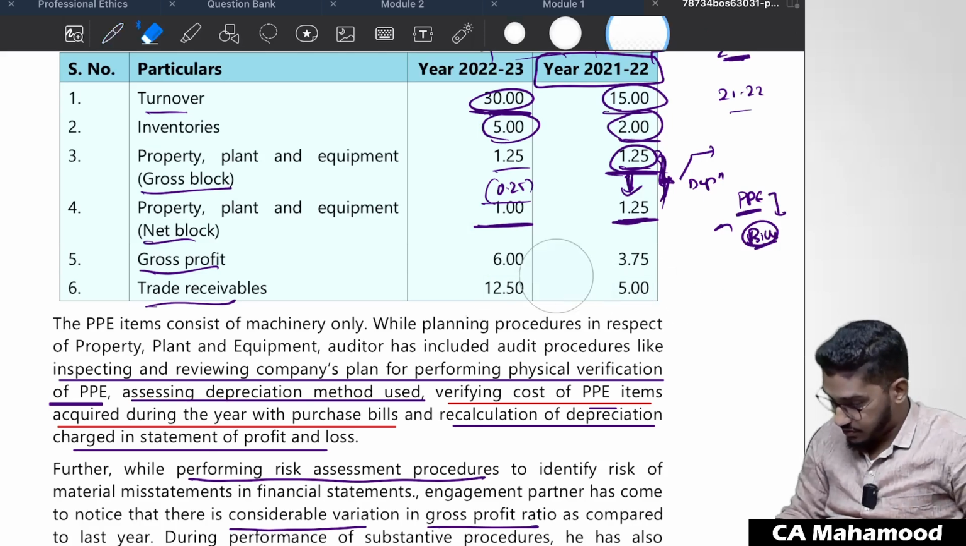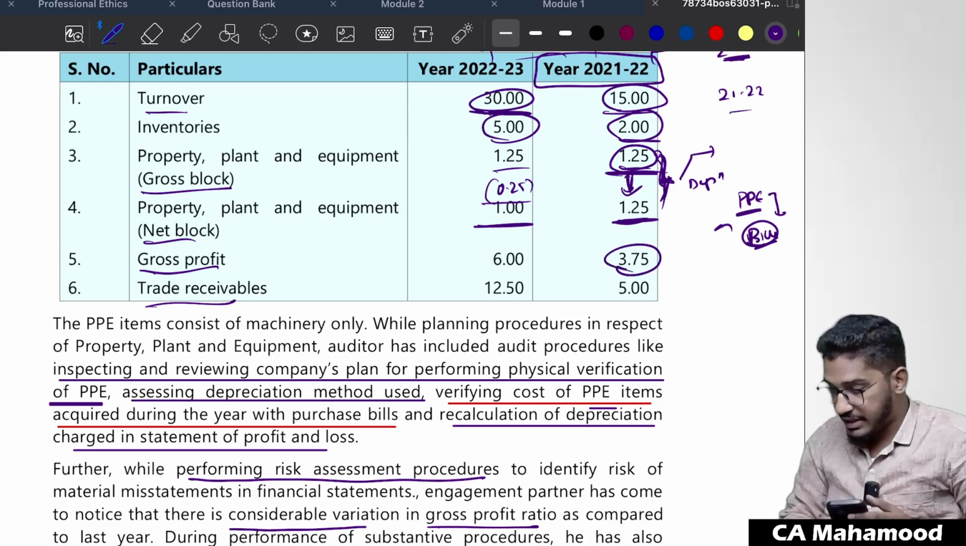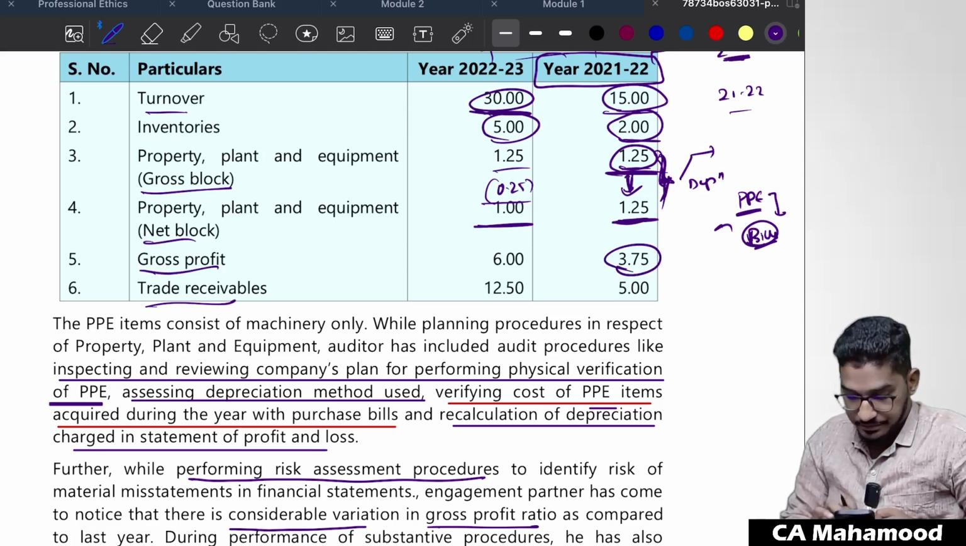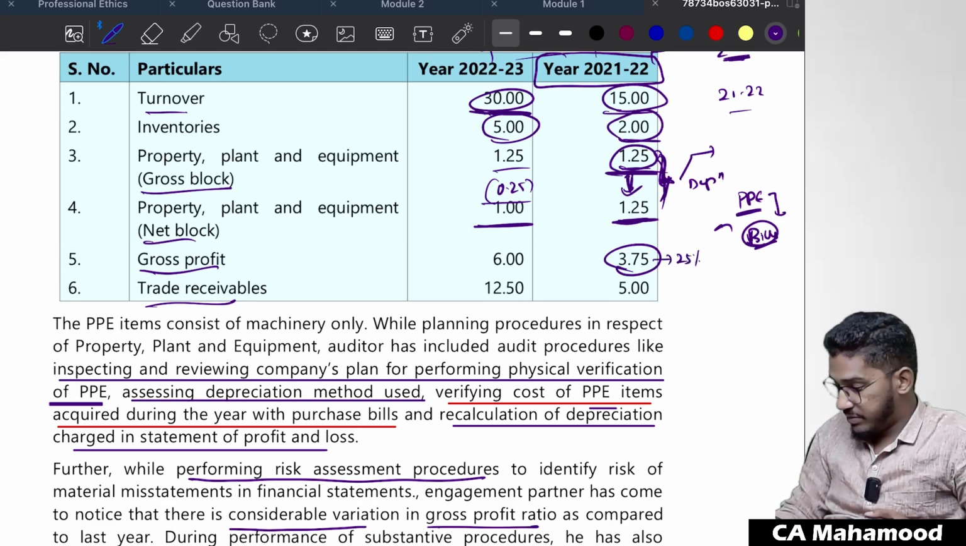It is 3.75. So sorry. So gross profit is 3.75. Turnover is 15. How much is it? So if I calculate 15 into 25%, I guess. So just let me calculate it here for reconfirmation. 3.75 divided by 15. So it will be 25%. Yes, this year it is 25%.